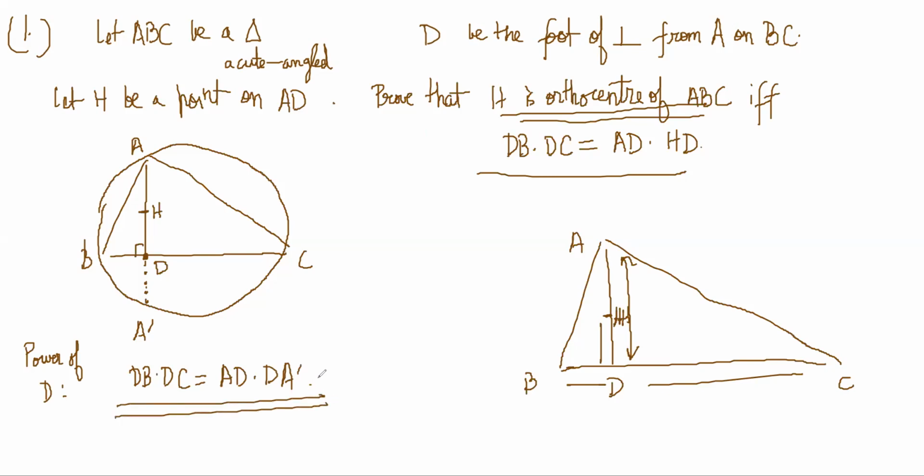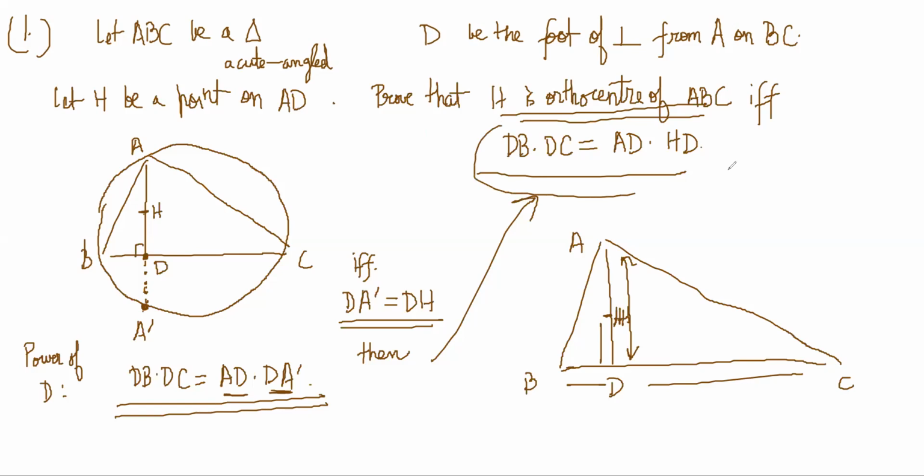Now, if DA dash is equal to DH, then you will get AD into HD, and then the reflection of the orthocenter is lying on the circumcircle, no? You understand? If H is the orthocenter, then HD is equal to DA dash, right? And you get the result.